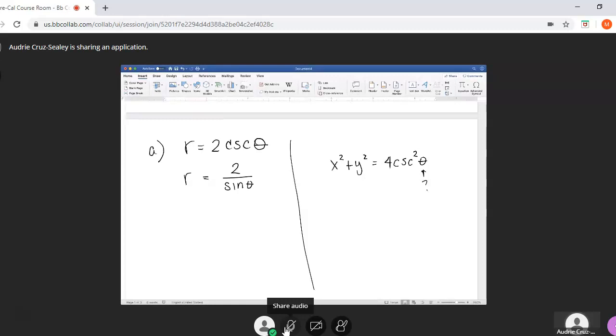So I like this approach right now. So what can we do now? I don't like fractions. So what could you do here? Multiply both sides by sine. So you get r sine of theta equals 2. Do you agree with that? I just multiply both sides by sine. What does r sine of theta equal?